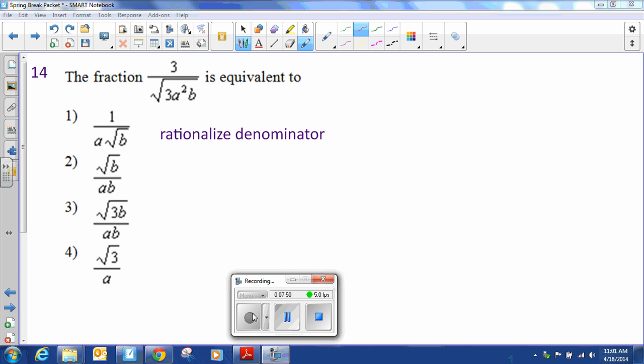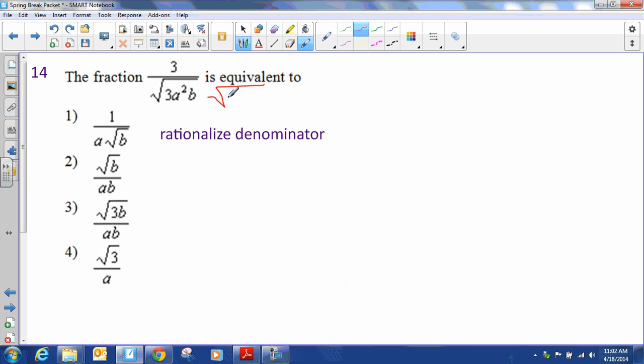Number 14, the general rule of thumb: when you see radicals in the denominator, you must rationalize the denominator. So you want to multiply this entire denominator by what is under the radical. Whatever you multiply in the denominator, you must multiply in the numerator. Now there's actually an easier way to do this. You could simplify a squared first, because that is a perfect square. If you take that and you take it out, then you have less to rationalize.